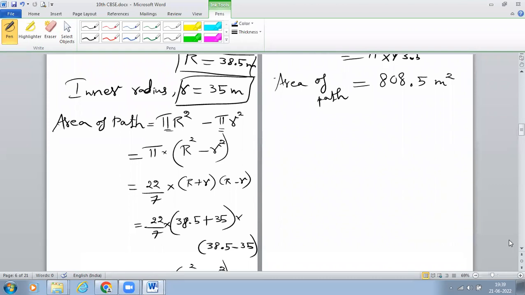Listen, area of the path is outer area minus inner area. I forgot to write that step. Directly I have written the formula. This pi r square is the formula for finding outer area. And minus this pi into small r square is the formula to find the inner circle area. So before that, if you want, you can include one step: area of the path is equal to outer area minus inner area. Or else directly complete.